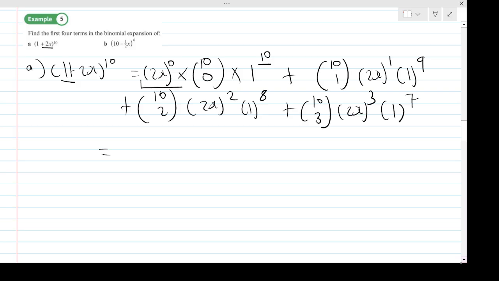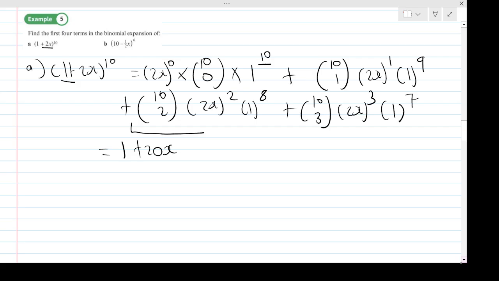So again, the first part there, well, 2x to the 0 is just 1. So then 10 choose 0, put that in the calculator, will be 1 as well. And 1 to the 10 is just 1, so overall we get 1 for the first term. Then we have this term, so 10 choose 1 now will be 10. So then 10 times 2x, well, times 2, so 10 times 2 is 20. Then 20 times 1 to the 9 is 1. So we get 20. So that'd be 20x there.